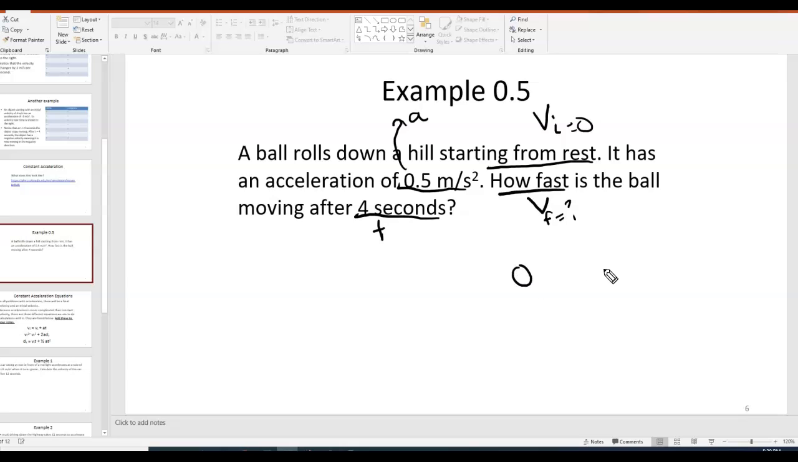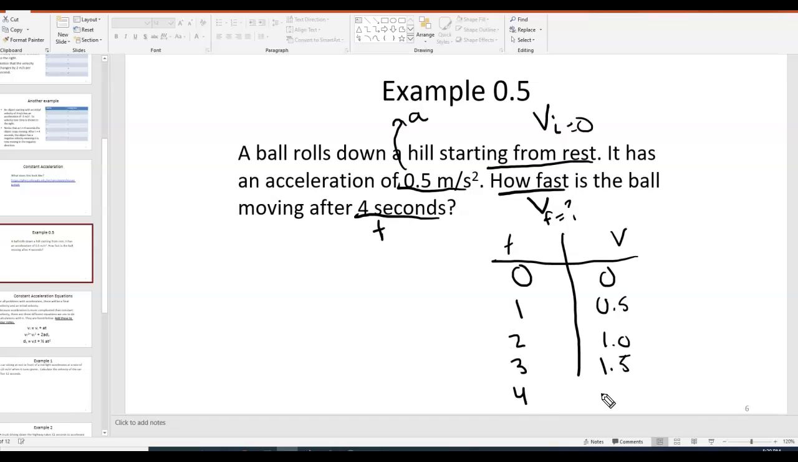So at 0 seconds, this is going to be my time, this is going to be my velocity. After 1 second, the velocity is 0.5 meters per second. At 2 seconds, it's going to be 1. At 3 seconds, it's going to be 1.5. It's increasing by 0.5 meters per second. And at 4 seconds, that's going to be 2 meters per second. Okay, so just a really simple concept problem involving acceleration.